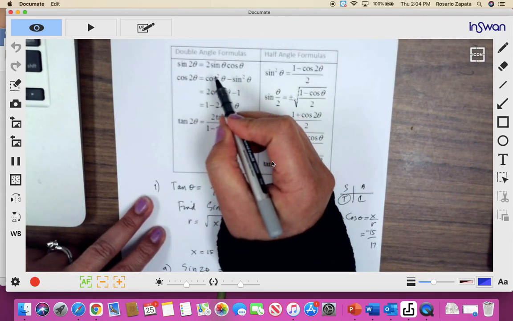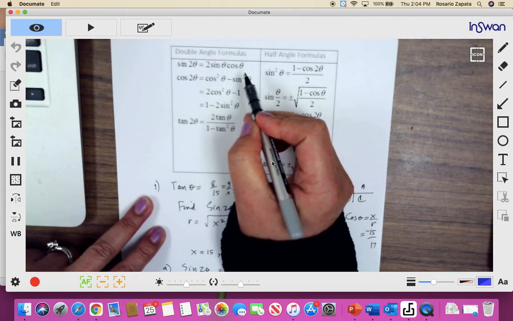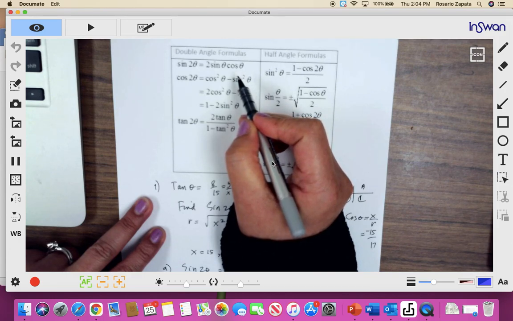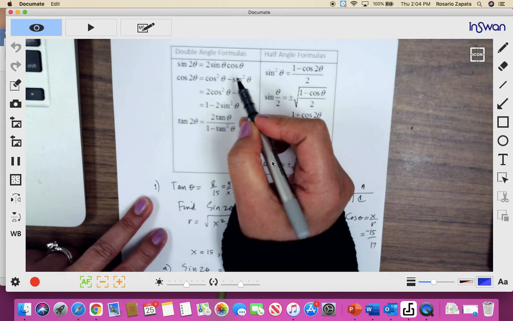Good afternoon. Could you please release the JV football players to go to the weight room at this time? Please release the JV football players to go to the weight room at this time.